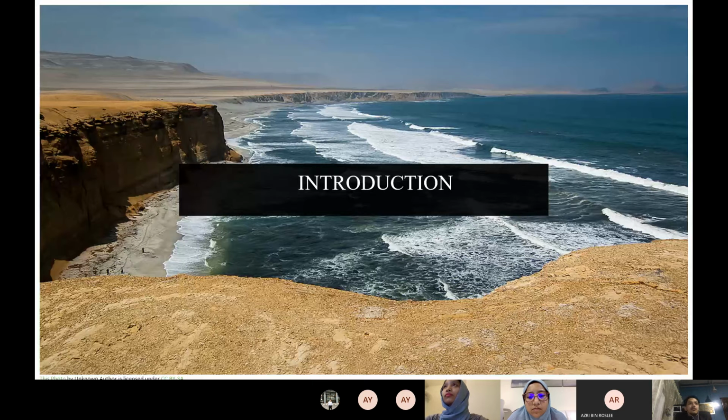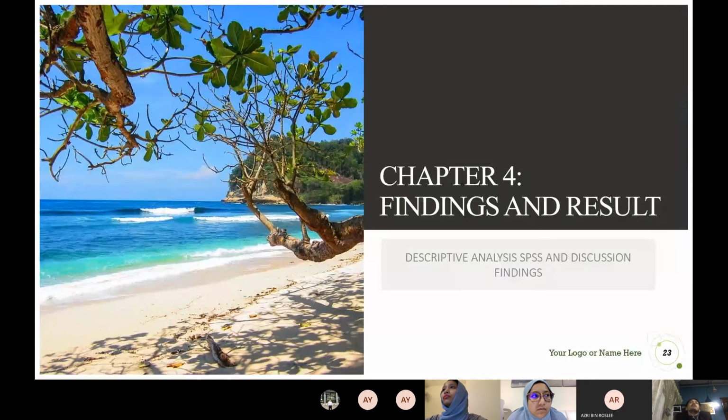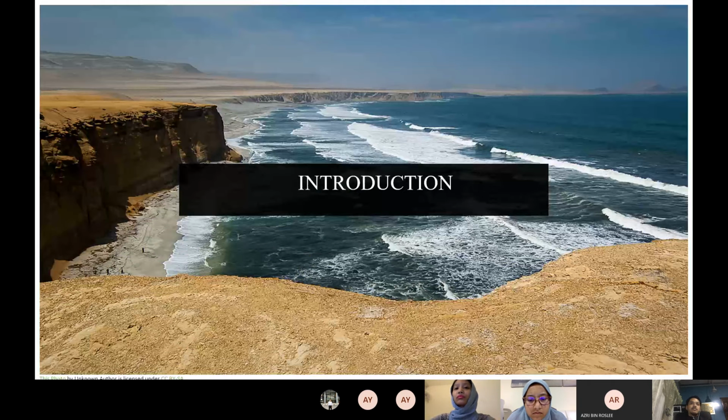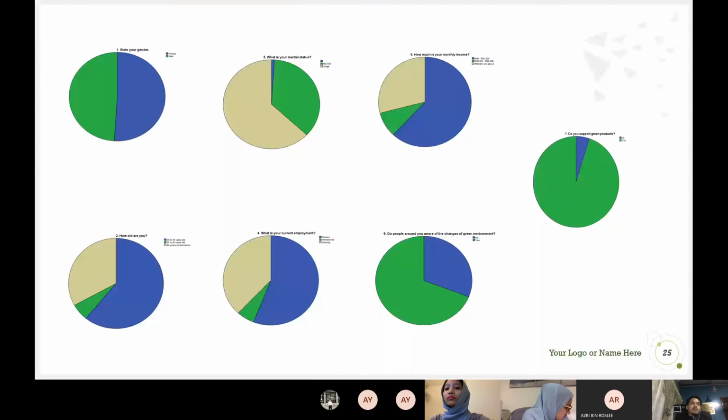So our findings based on the surveys and questionnaires through the 100 respondents. Most of them are female, 51% of the respondents are female, and 49% of them are males.